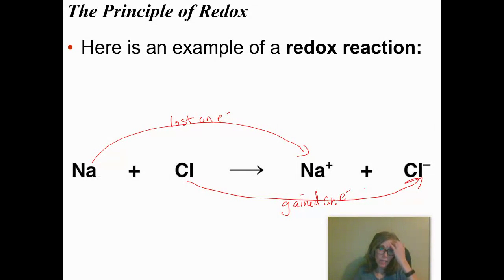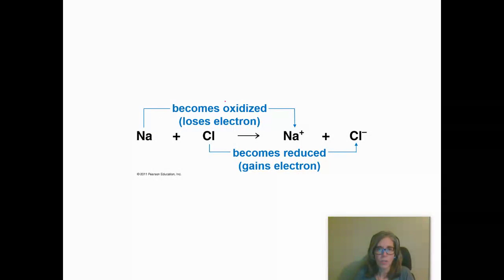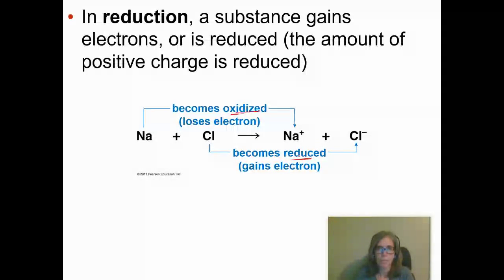So if you're gaining an electron, you're gaining a negative, right? You are more negative, which means your positivity is reduced. So the chlorine has gotten reduced. The sodium is the opposite, so this is oxidized. And I'll tell you what that has to do with oxygen in a little while. So the sodium becomes oxidized and the chlorine becomes reduced.